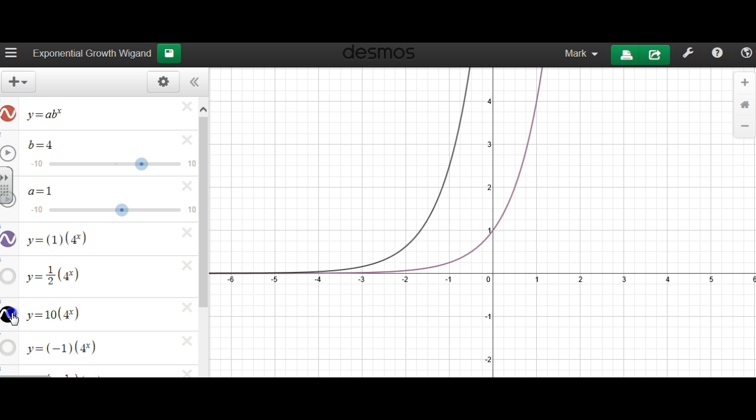All right, now we have y equals -1 times 4 to the x. We have that negative, and that's where we get the reflection in the x-axis. Since the absolute value of -1 is the same as 1, that's all it is. There's no stretch or shrink.